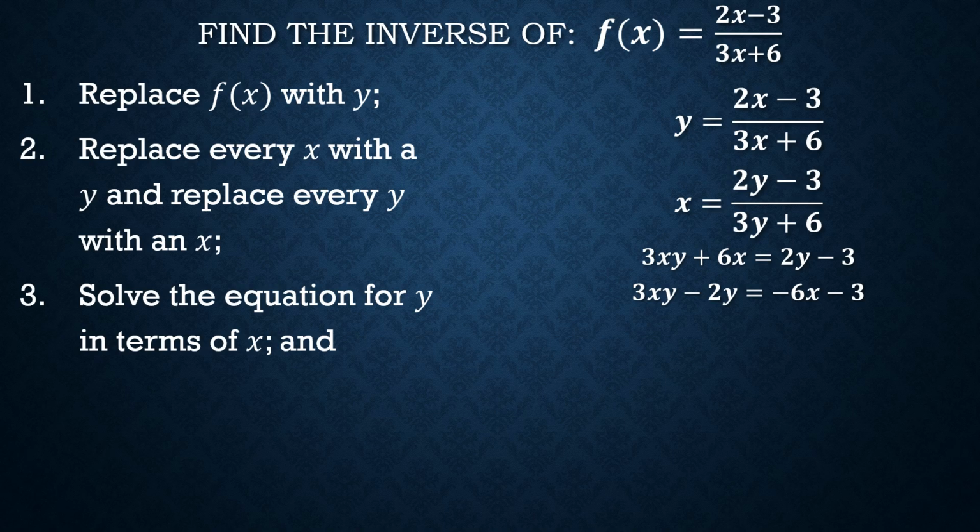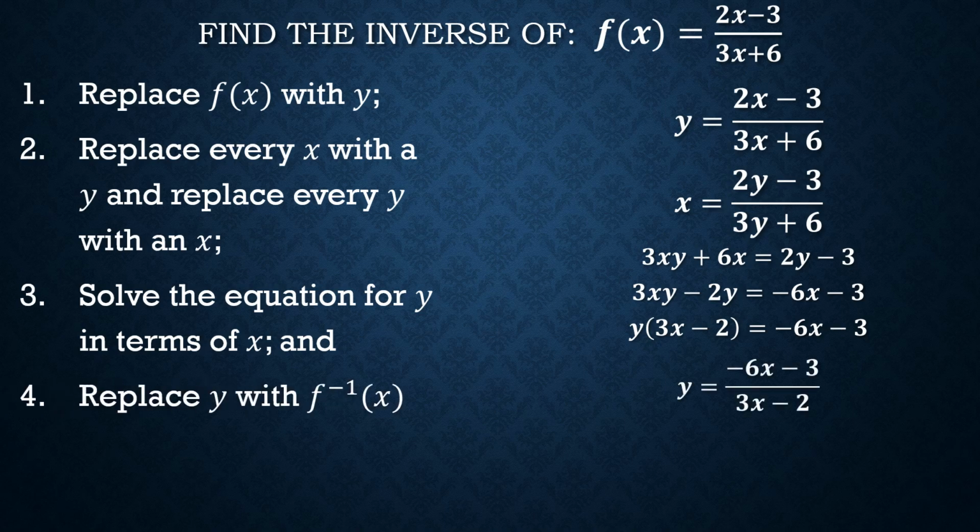And then, let's factor out y dito sa may y na side. Okay? So, magiging y times the quantity 3x minus 2, okay, equals negative 6x minus 3. And para y na lang talaga yung matira, let's divide kung ano yung nasa loob ng parenthesis sa both sides. So, magiging, okay, y na lang equals negative 6x minus 3 all over 3x minus 2. And then, let us replace y with f inverse of x. Okay, so yan. Yan na yung inverse function ng given na function f of x.